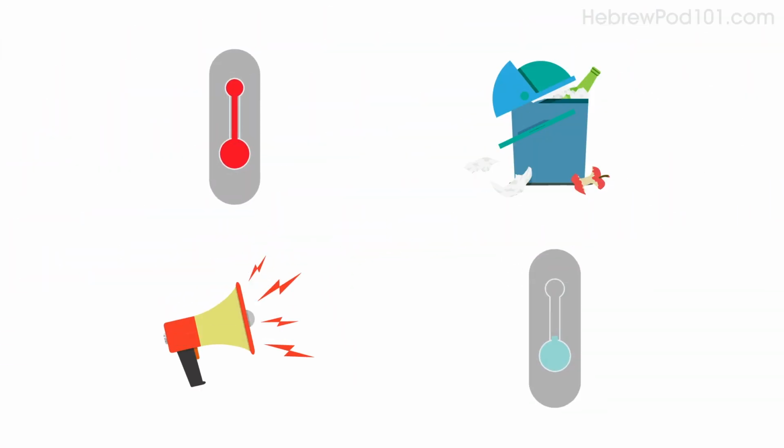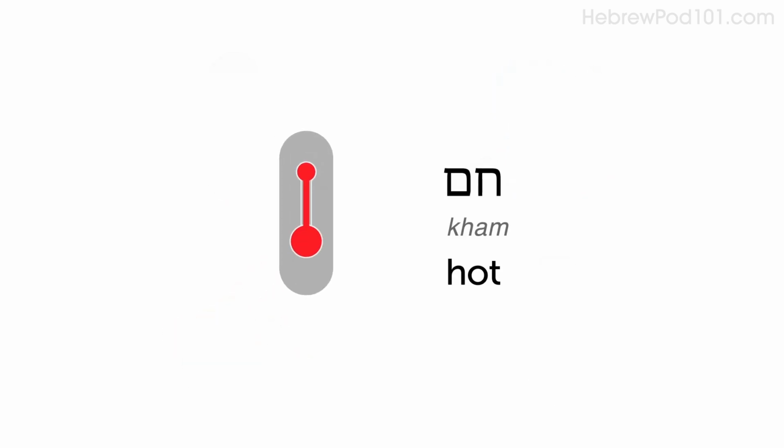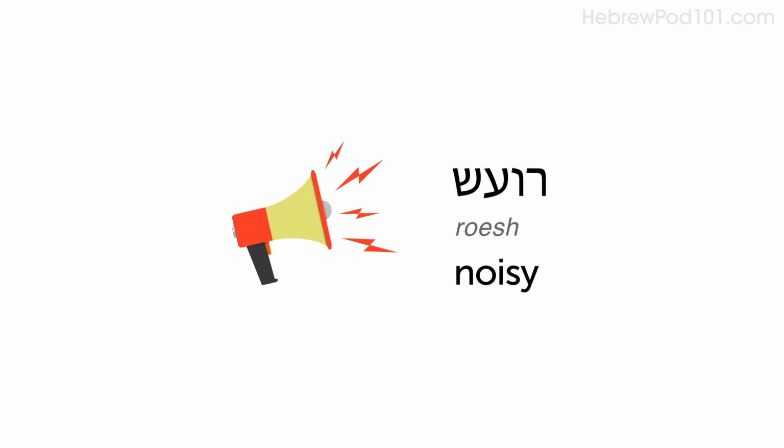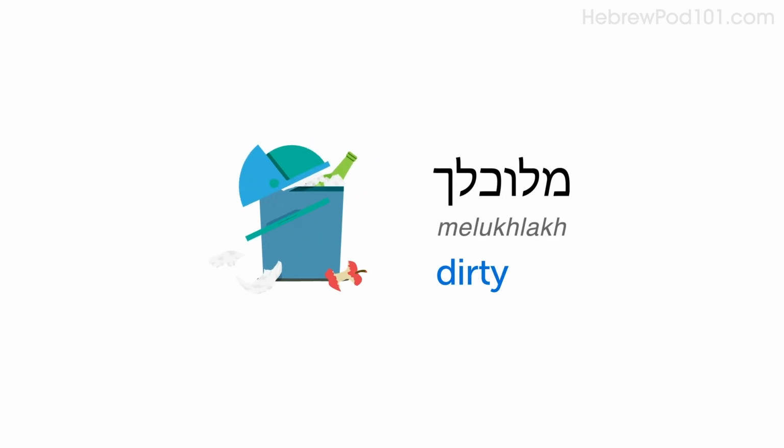Here are a few more examples you can use with the same pattern to make complaints. Hot, חם. Cold, קר. Noisy, רועש. Dirty, מלוכלך.